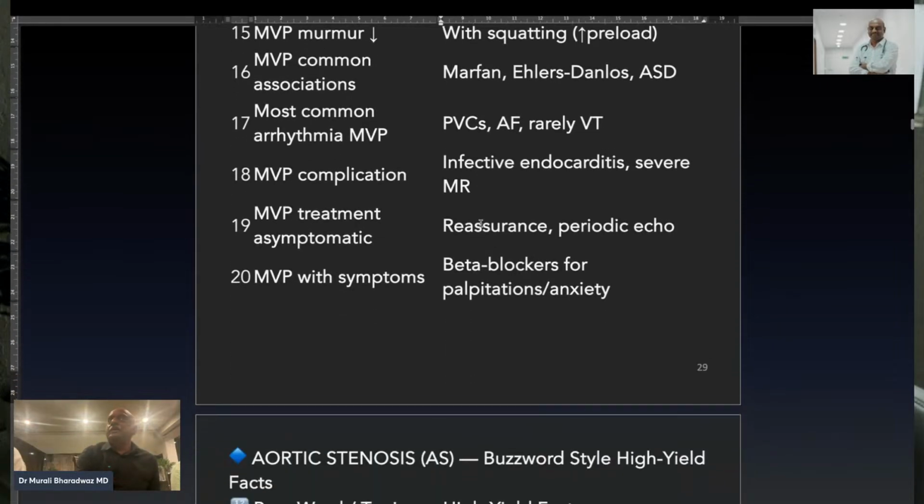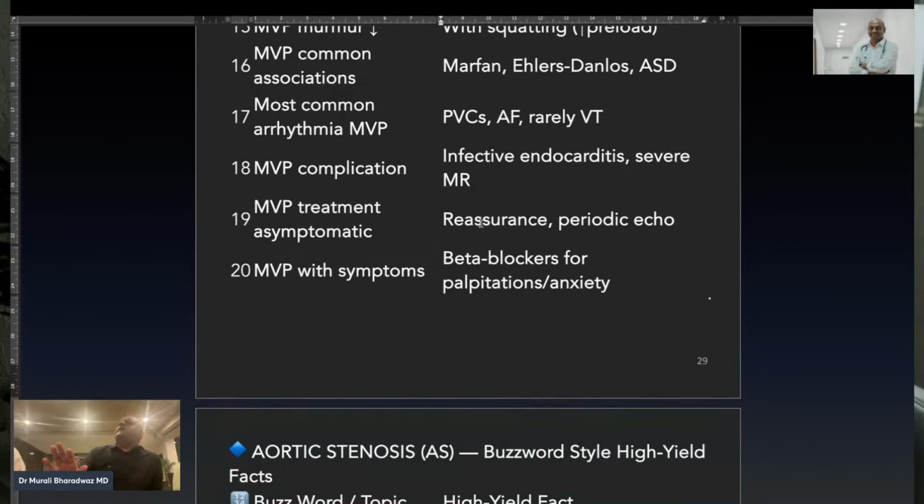So how do you treat? A lot of women around us will have MVP. That's the reason MVP is called an overdiagnosed condition on 2D echo. If you do a 2D echo on anyone, it may be there, and they have no symptoms, so that counts.